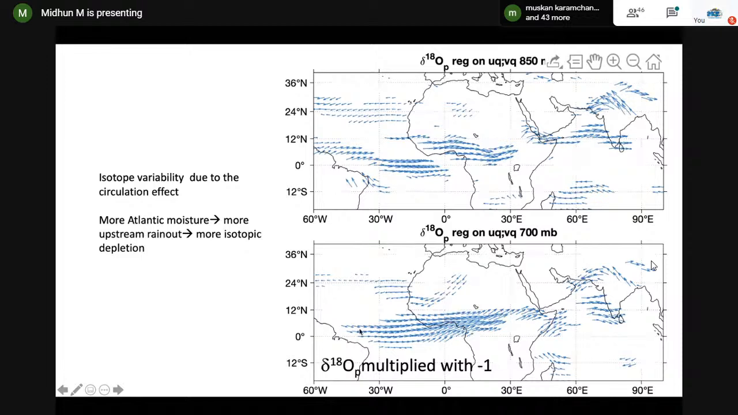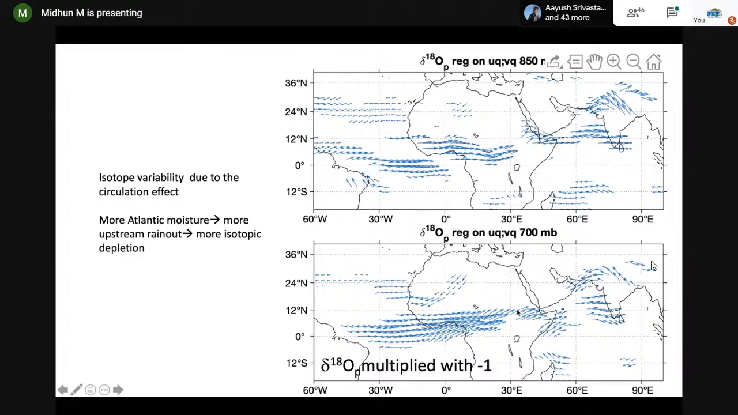Again, here I multiplied delta 18 with -1 so that the figures will be consistent with what I drew for PC1. Okay. So what I see here is more moisture flux from Atlantic towards Addis Ababa. Addis Ababa is somewhere here, like Ethiopia here. So more moisture flux from this region to this region.